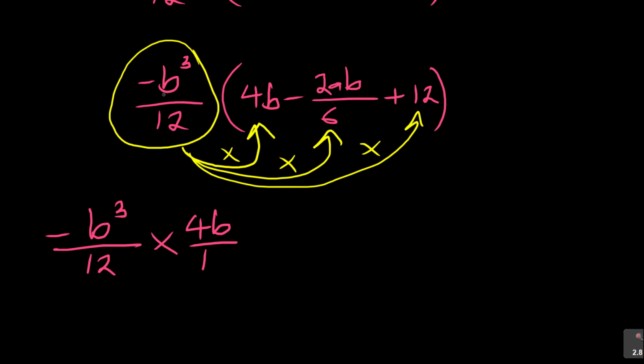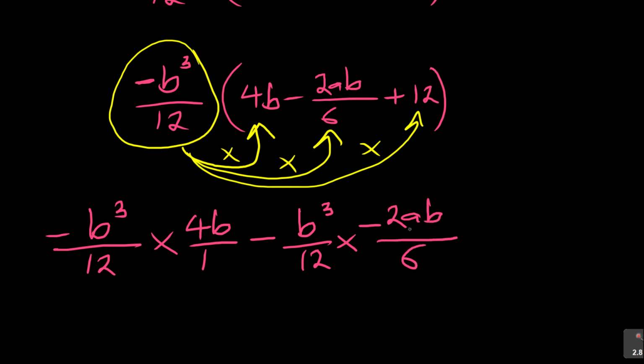How do you do this? Look at the sign, it's negative. So you can say minus, take that sign. You can put a plus if you want, but plus and then minus. But this is the easier way. Minus b cubed over 12, then times, again, you say negative 2ab over 6. Be careful of these two negatives.